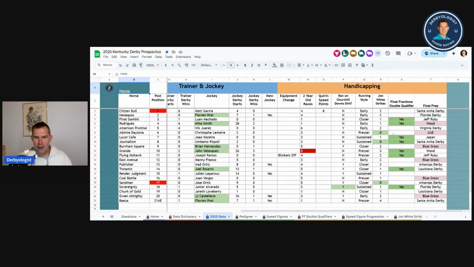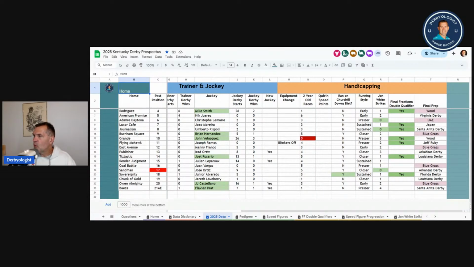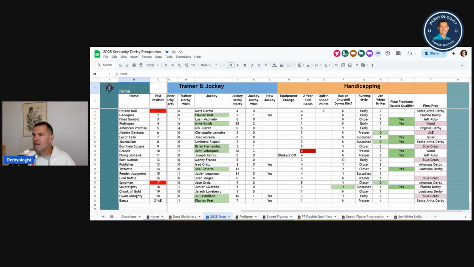The reason why the final prep is there is that some prep races are notoriously not very productive. It's been since 2000 since a Wood Memorial winner has won the Kentucky Derby. So that gives you pause on Rodriguez. It's been a long time since a Bluegrass winner has won. You've got to go all the way back to Street Sense. So that gives you a little bit of pause on Burnham Square. And so those are the runners, and that is the spreadsheet for the 2025 data.